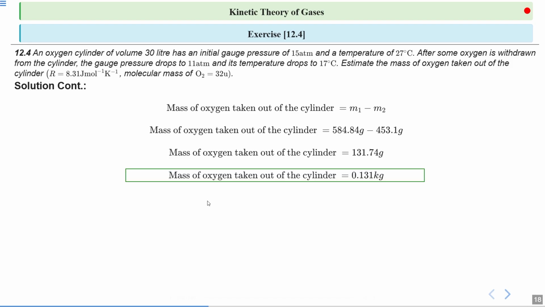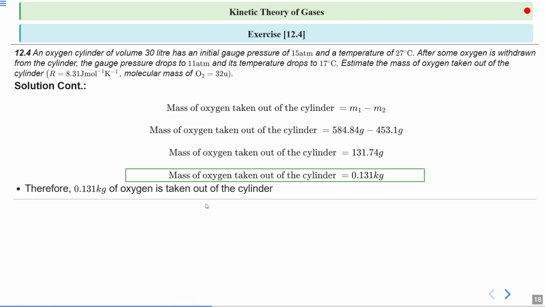So for the mass of oxygen taken out in kilograms, we need to convert 131.74 grams to 0.131 kilograms. This conversion is important for consistency in units, specifically when dealing with scientific calculations where SI units are preferred. Therefore, 0.131 kg of oxygen is taken out of the cylinder.